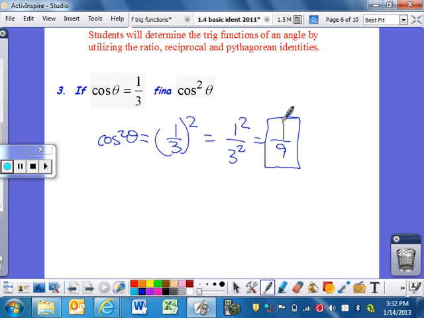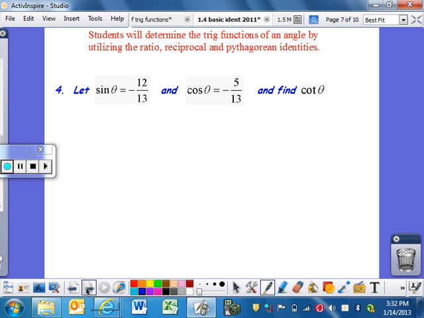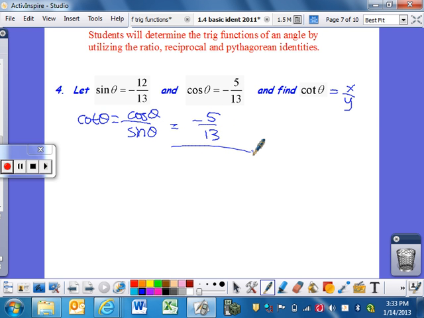Okay, so let's look at a couple others. We have sine, and I give you cosine, and I want to find cotangent. So cotangent is now your, what? X over y. So your cosine over your sine. So cosine theta is equal to negative 5 over 13 divided by sine is negative 12 over 13.